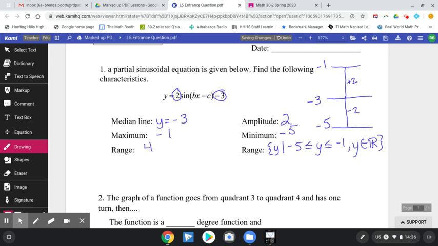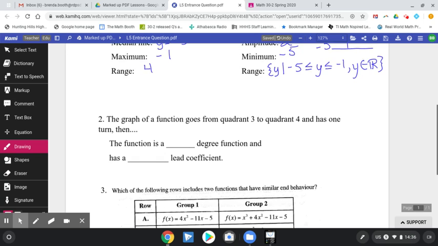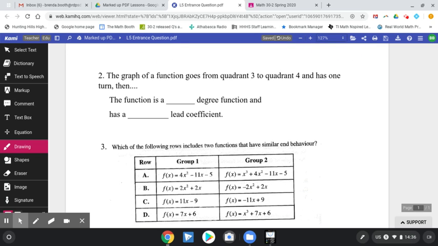Okay, hit pause and give number 2 a try. So for number 2, the graph of a function goes from quadrant 3 to quadrant 4 and has 1 turn. So let's see what we're dealing with here. So quadrant 1, 2, 3, 4. So in order to go from quadrant 3 to quadrant 4, it would look something like this.